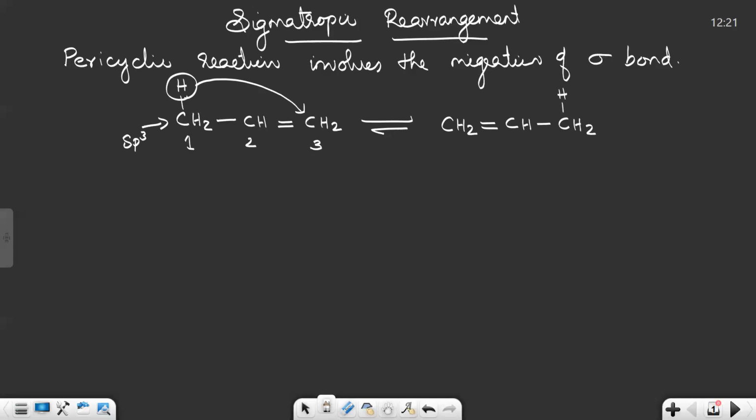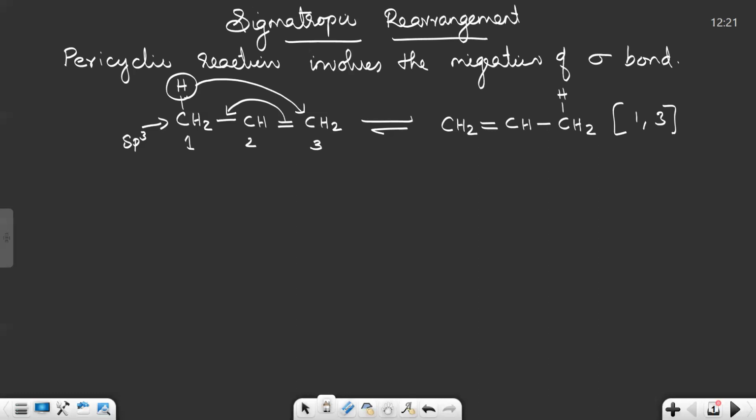This is the newly formed sigma bond. Along with that, you must have noticed this double bond has shifted to the 1,2 carbon. Earlier, the double bond was present between carbon number 2 and 3. Now it is between 1 and 2, and the migration happens between 1 and 3 carbons. So it is known as a 1,3 sigmatropic rearrangement.